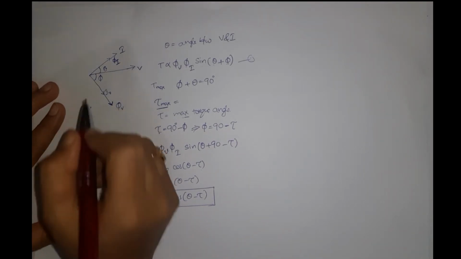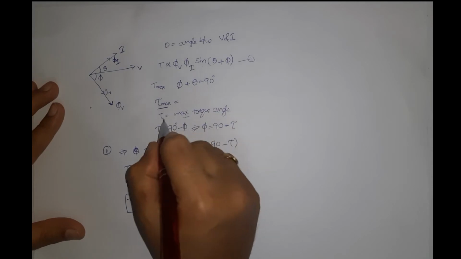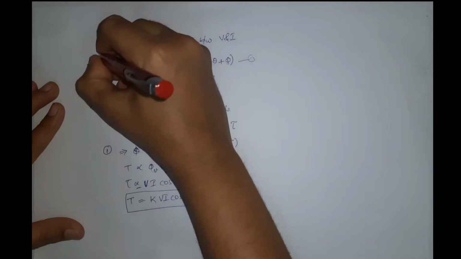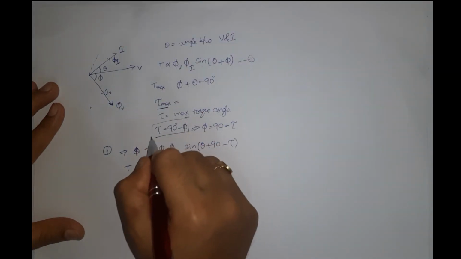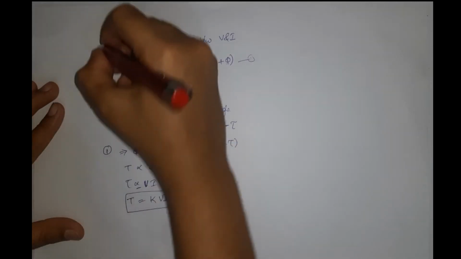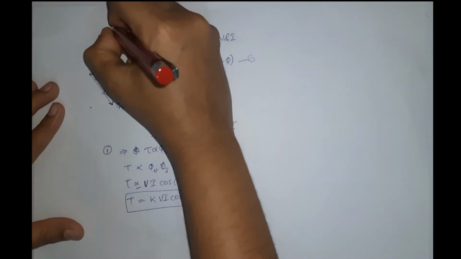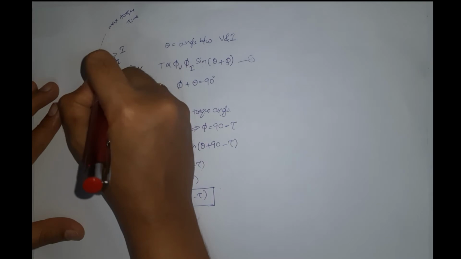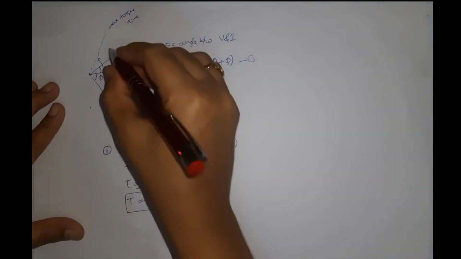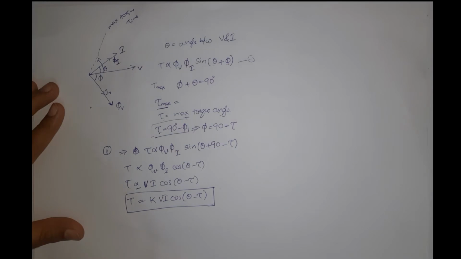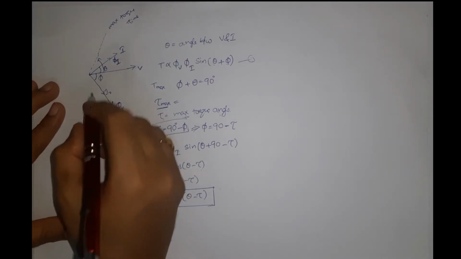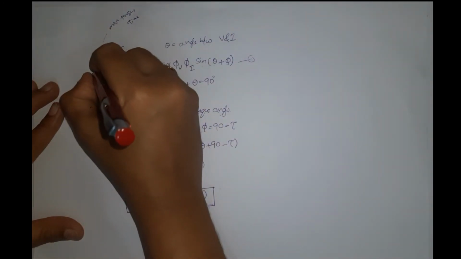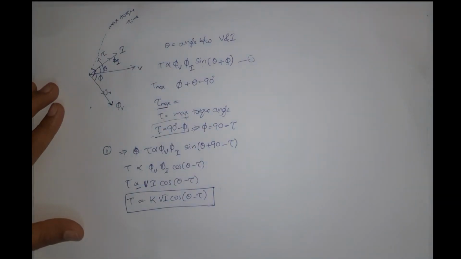Now let me show it here. I have defined tau as the maximum torque angle. I am drawing the maximum torque line, which is the angle between V and I at which theta is maximum. So this is my tau, and this will be 90 degrees.